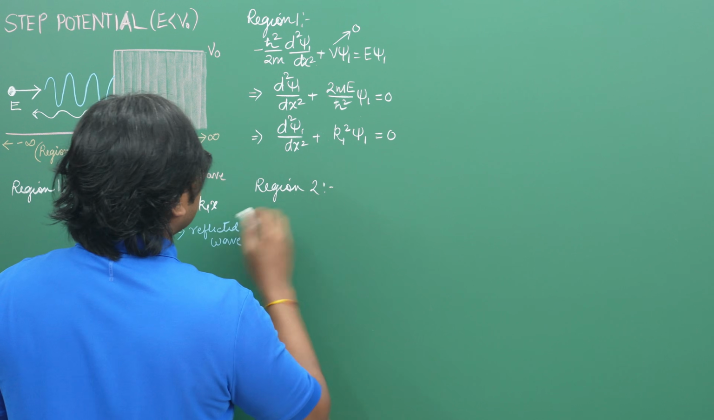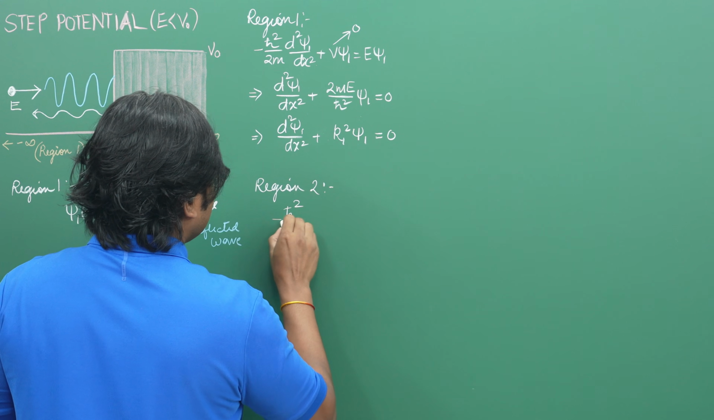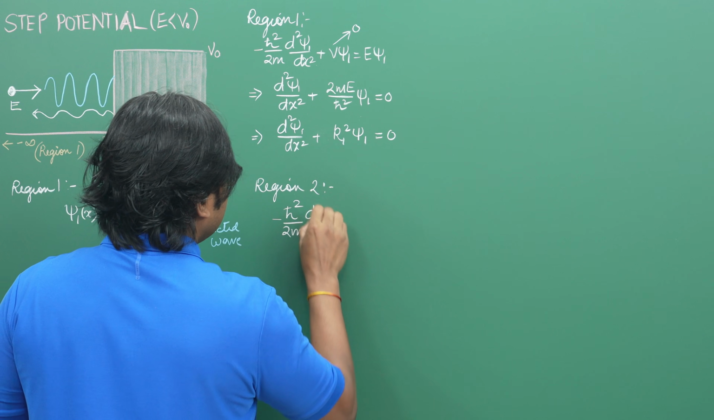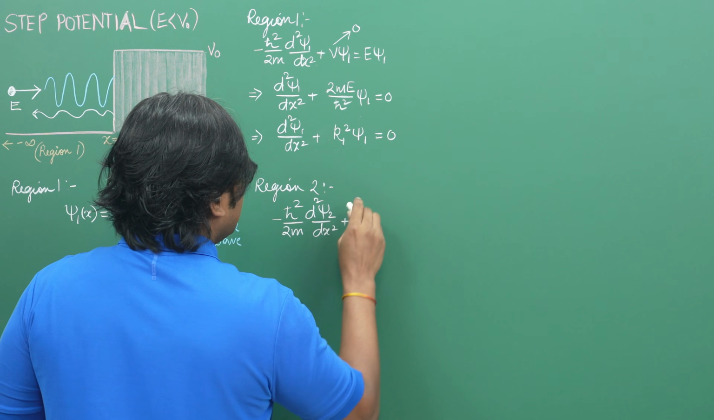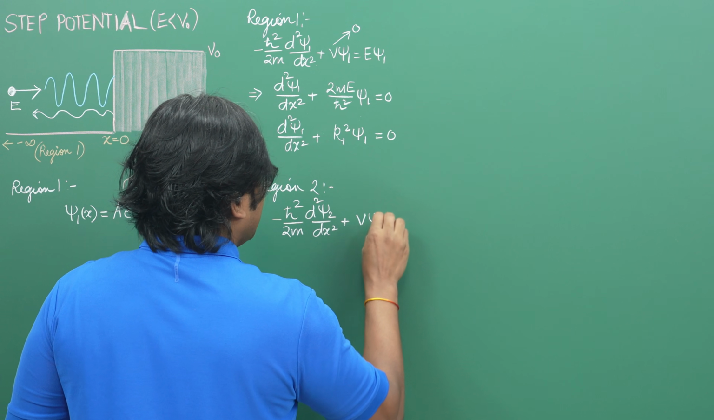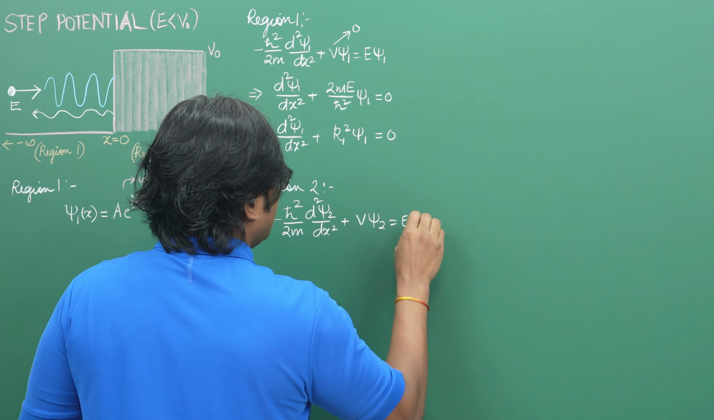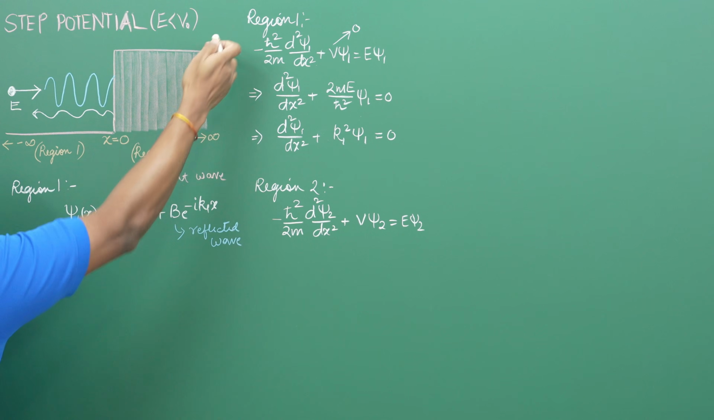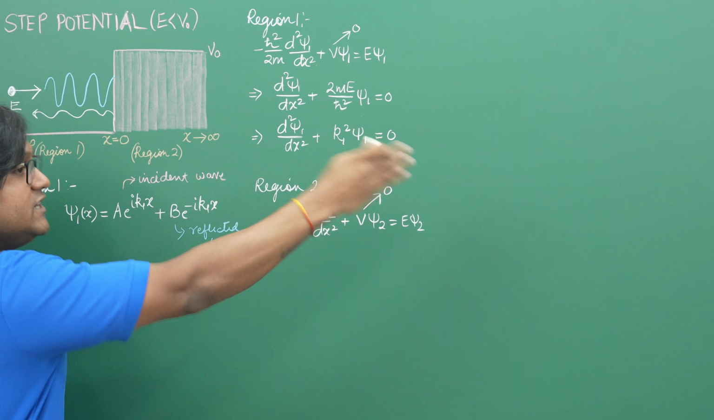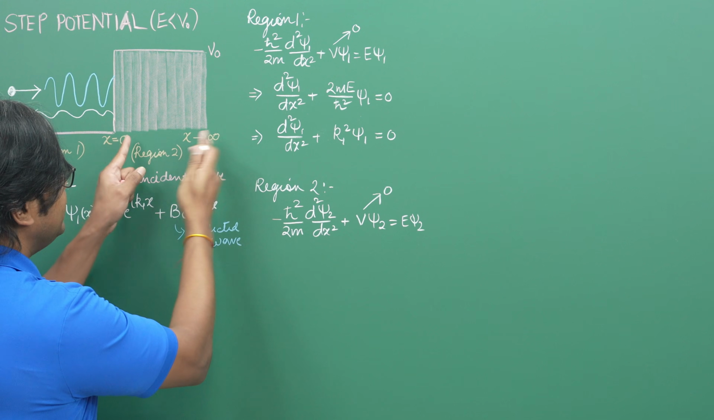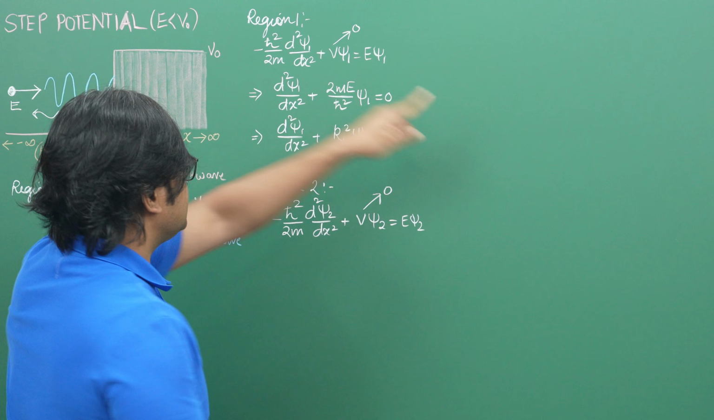So if we write the Schrodinger equation for region number 2, it simply turns out to be minus h cross square upon 2m d2 psi 2 upon dx2 plus V psi 2 is equal to E psi 2. What is the potential in region number 2? It's V0. It's a constant potential of V0 that extends to infinity. Okay, this is not some finite width. It's extending to infinity, this constant V0.